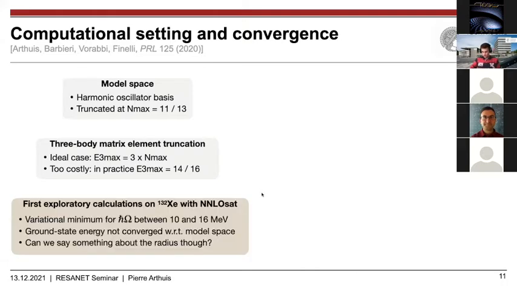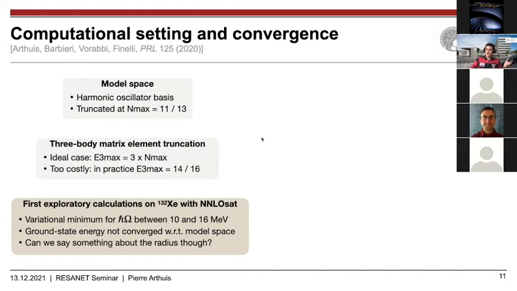years ago. So we did some first exploratory calculations on Xenon 132 with N max 12, and we found our variational minimum for a harmonic oscillator frequency between 10 and 16 MeV. That's nice, except we realized that we could not converge the ground state energy with respect to the model space. So that's, of course, not really good. So the question was, can we look at something else than the ground state energy then and say something meaningful?